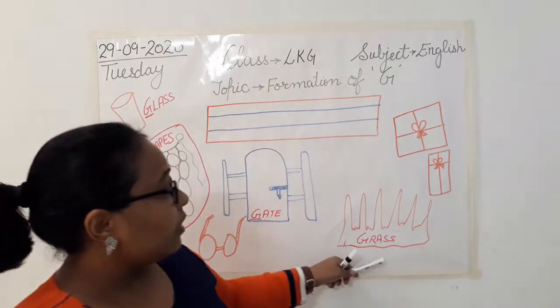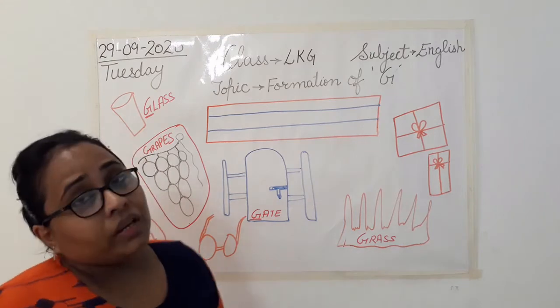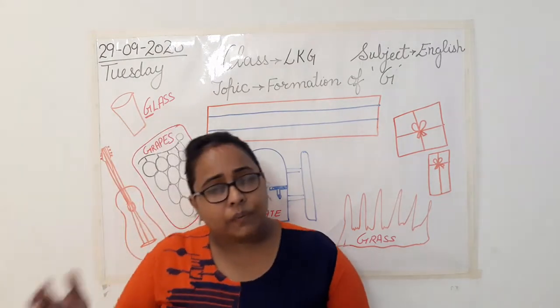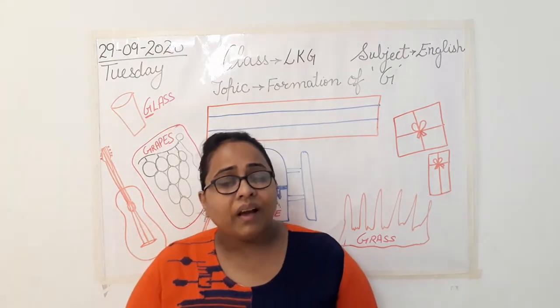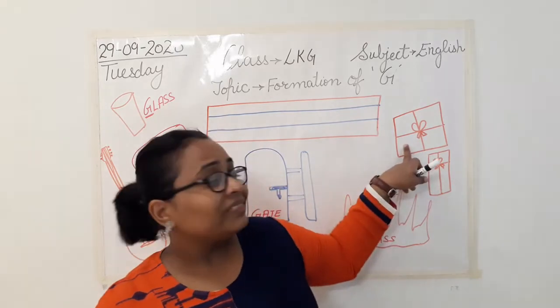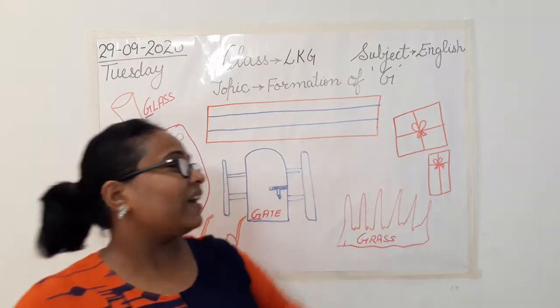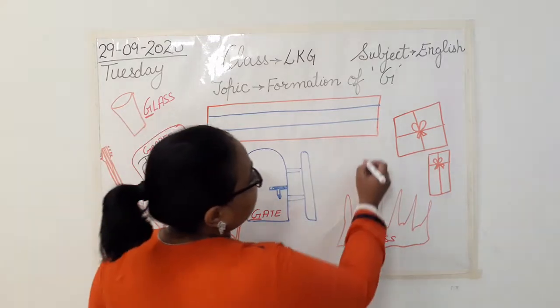So grass. Now today is my birthday, your birthday, keeps on coming ना, birthday आते हैं हमारा, and we get lot of gifts. Yes. So what is this? It's a gift.